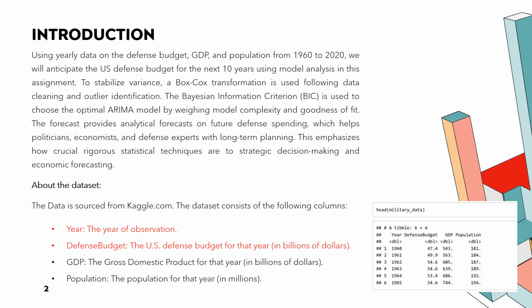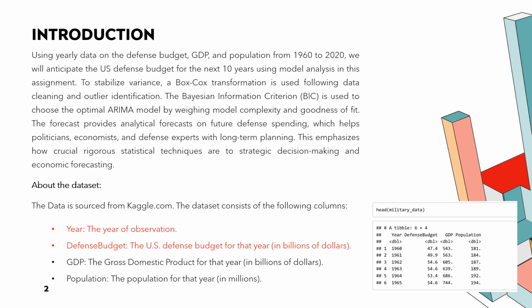The introduction slide outlines the objective of the analysis, which is to forecast the US defense budget for the next 10 years using yearly data on defense budget from 1960 to 2020. The process involves stabilizing the variance with a Box-Cox transformation and utilizing BIC to select the optimal ARIMA model by balancing model complexity and goodness of fit. The aim is to provide accurate and insightful forecasts for long-term planning and decision making.